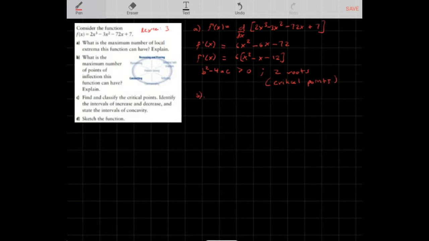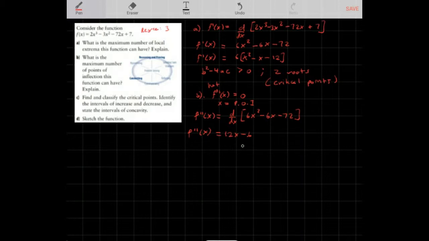Now part B here, what is the maximum number of points of inflection this function can have? Well, if you're looking at points of inflection, then you're going to be looking at the second derivative, right? And if I let the second derivative equal 0, then x is a point of inflection. So I need to find the second derivative. I'm going to do a derivative of my first derivative. So I'm doing the derivative of 6x squared minus 6x minus 72, and you're going to get 12x minus 6. So that's your second derivative.